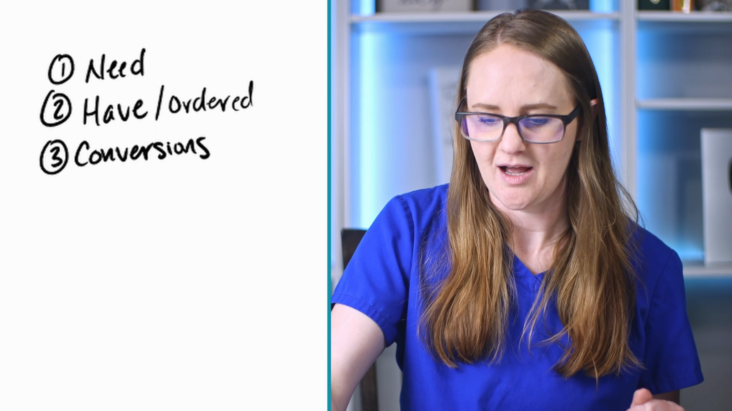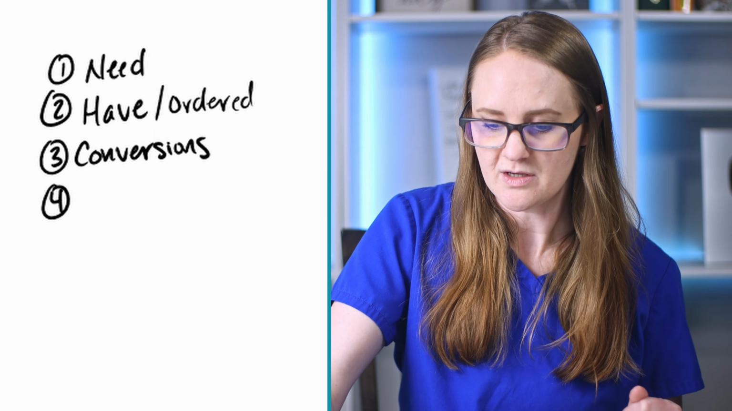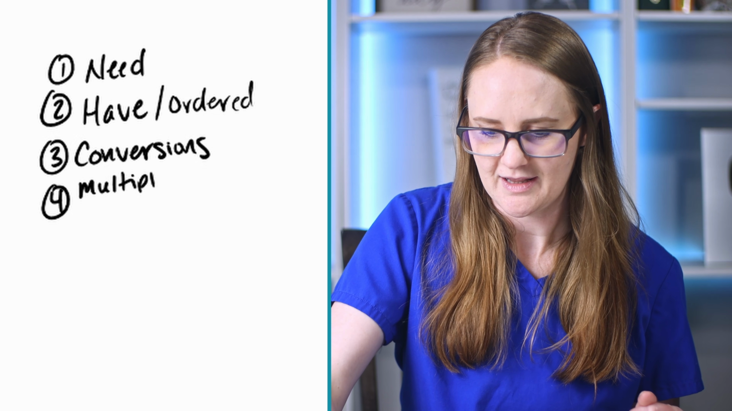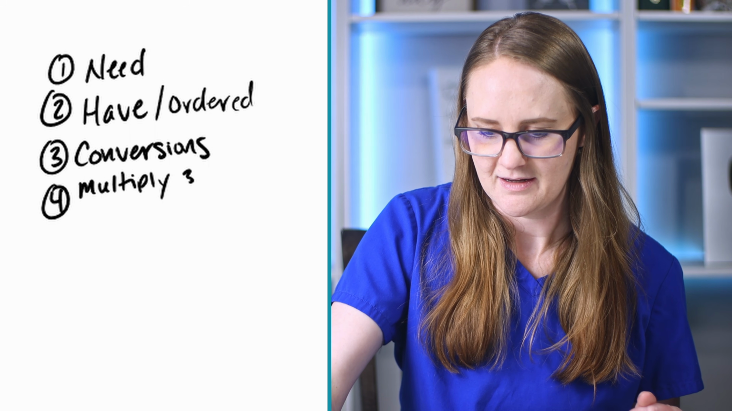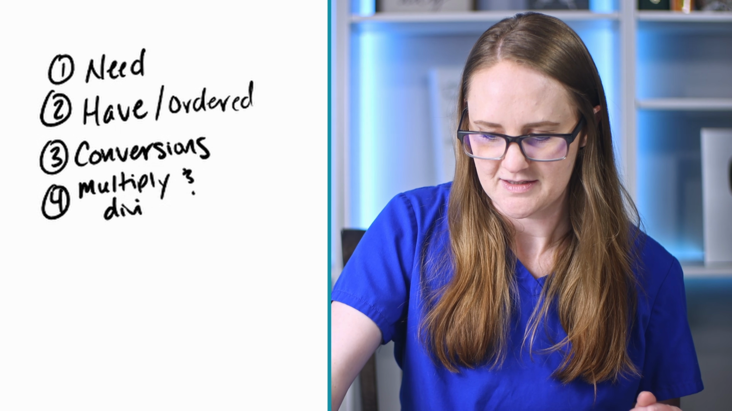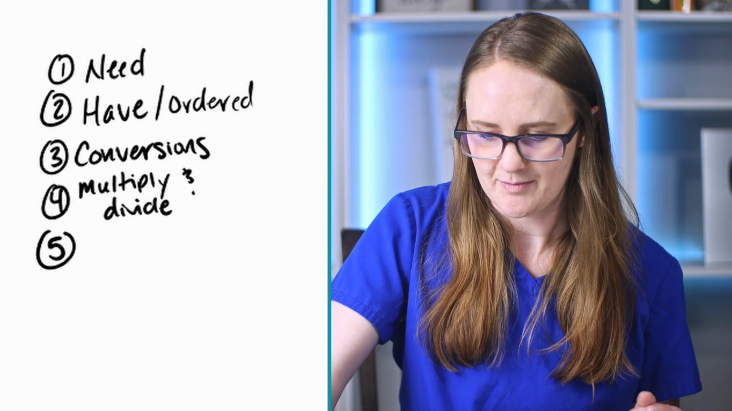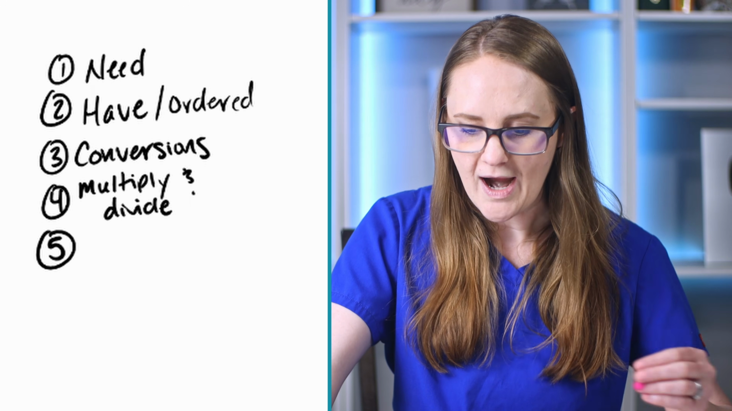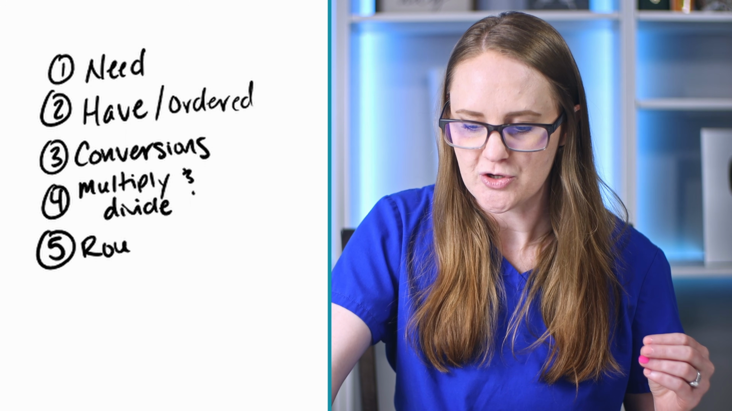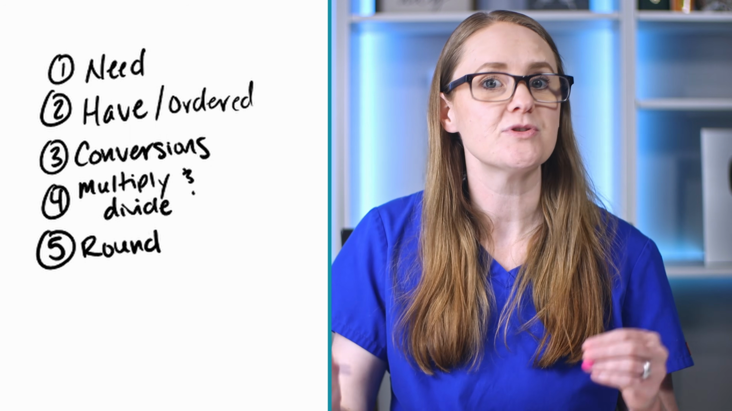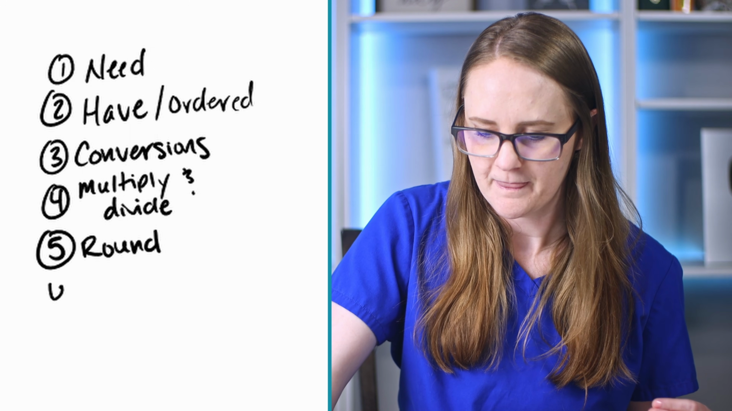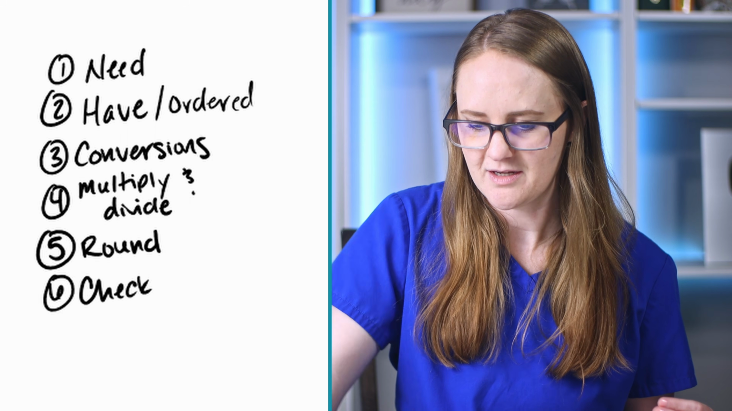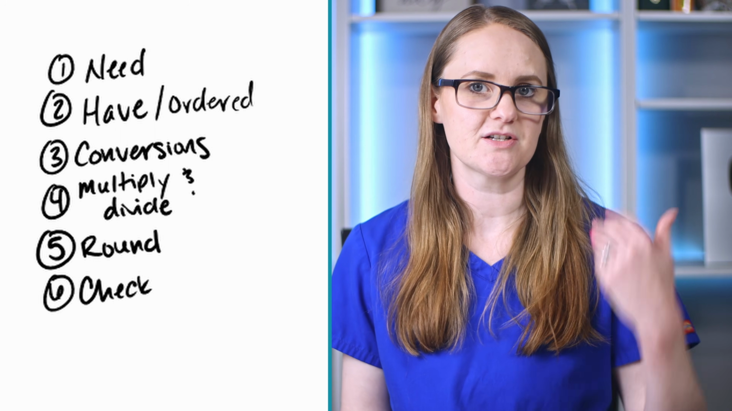So need is what units we need. Number 4 is to multiply and divide. Step number 5 is to actually round properly, like use our rounding rules correctly. Step number 6 is to check your work. So this is our 6-step process here.